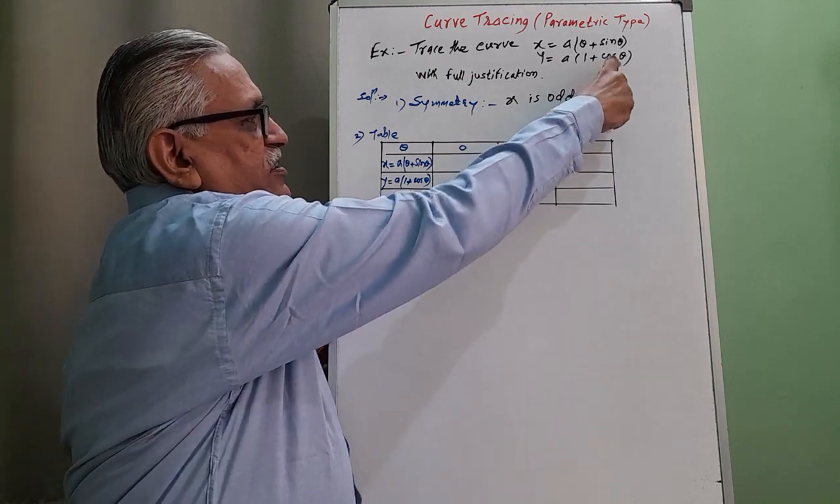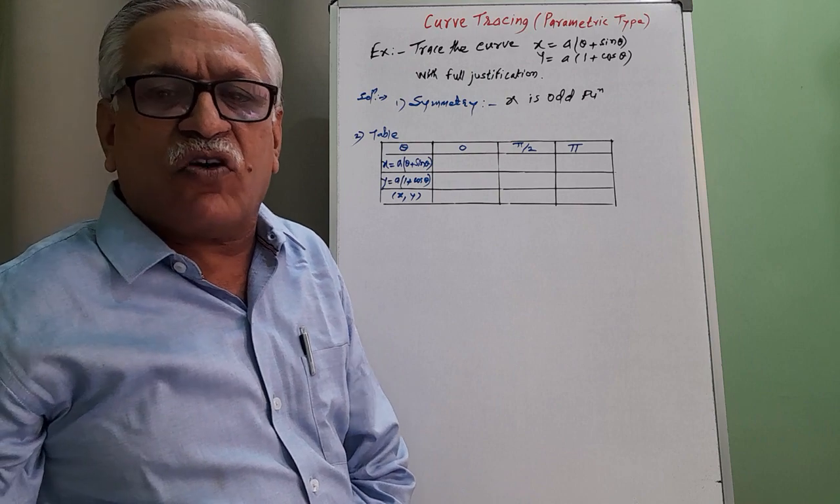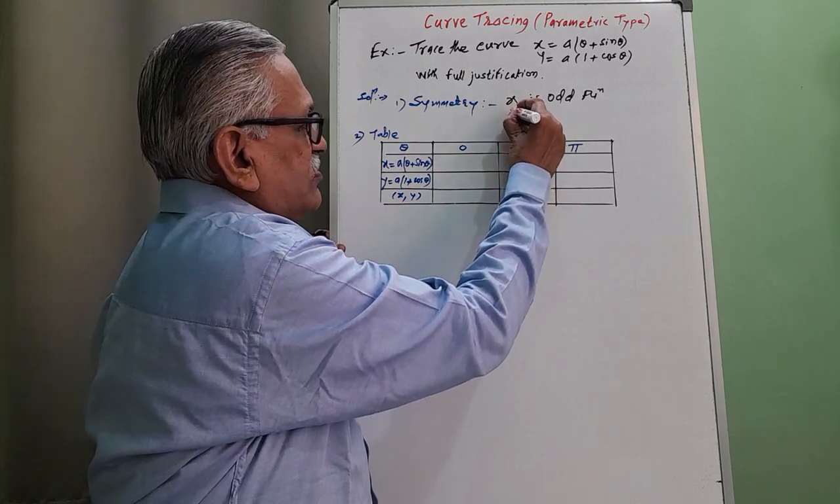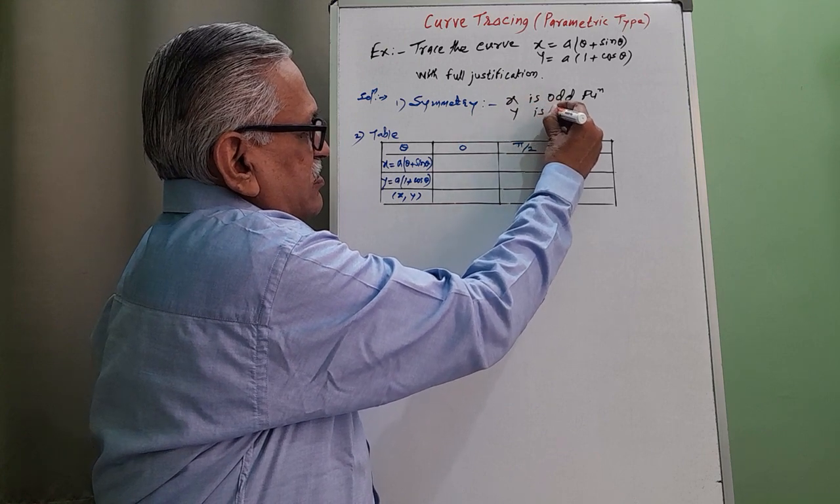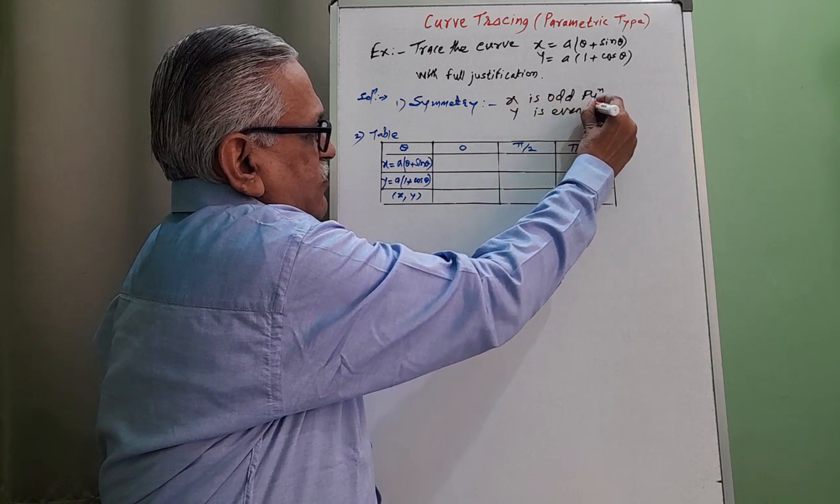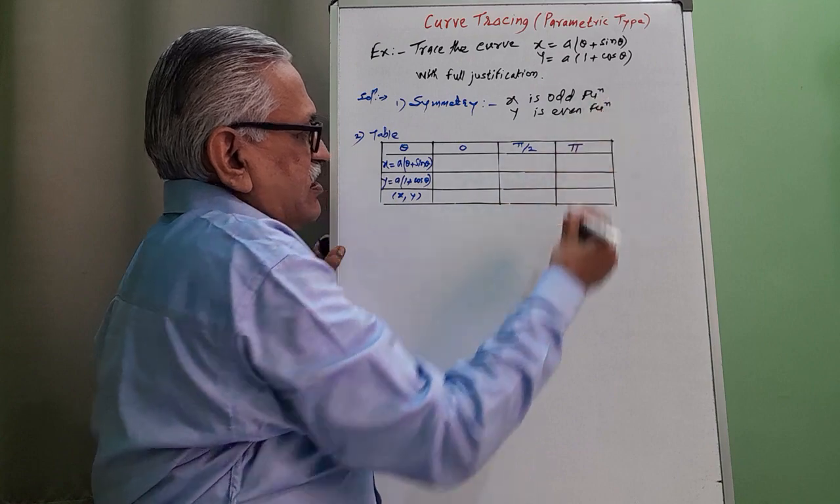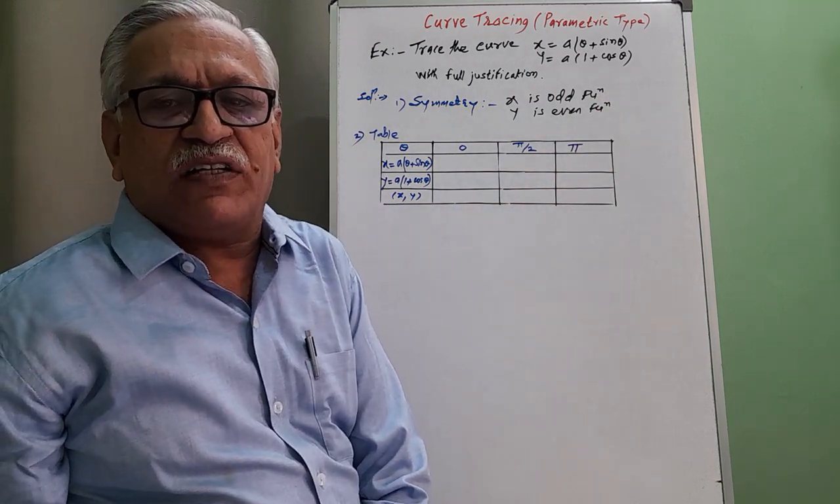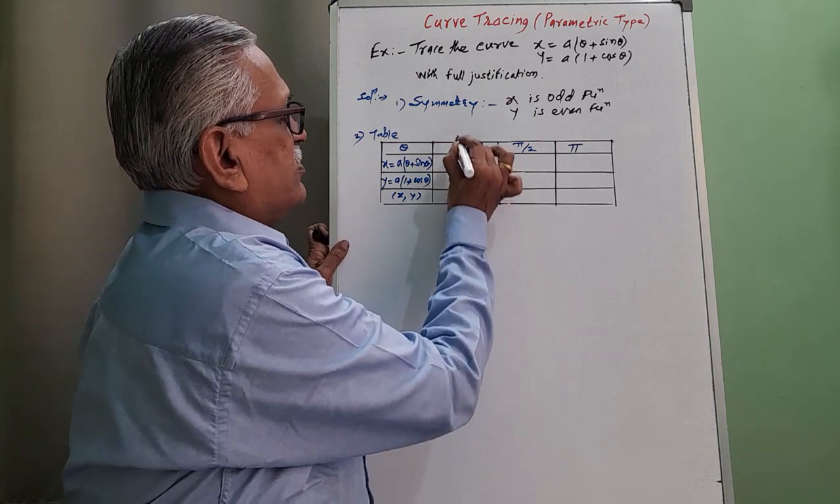Replace theta by minus theta. Cos of minus theta is cos theta, means no change in the equation. Therefore, y is an even function. And as per that procedure, when x is odd, y is even, the curve is symmetrical about the y-axis.